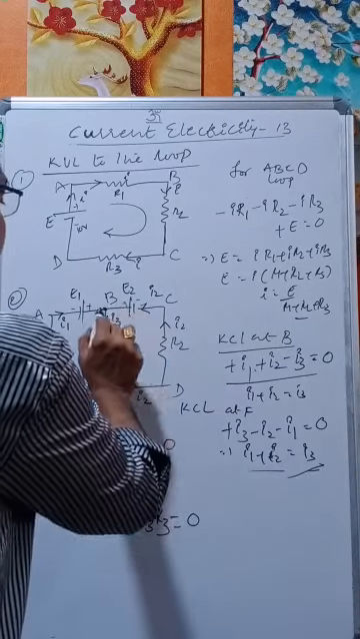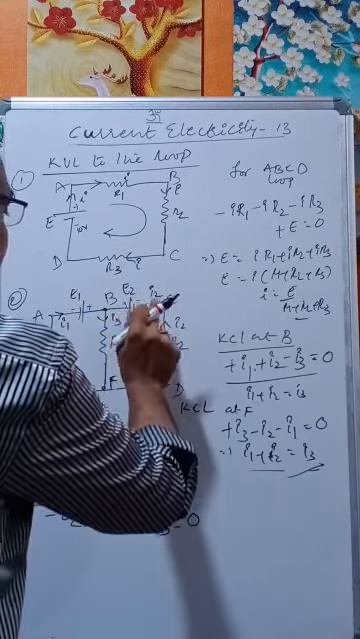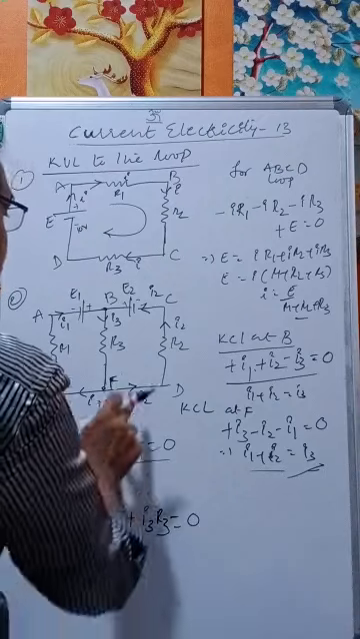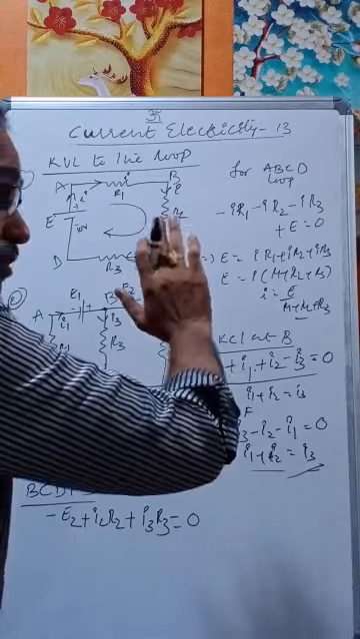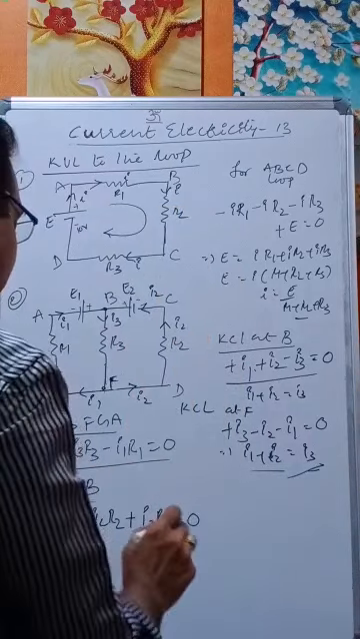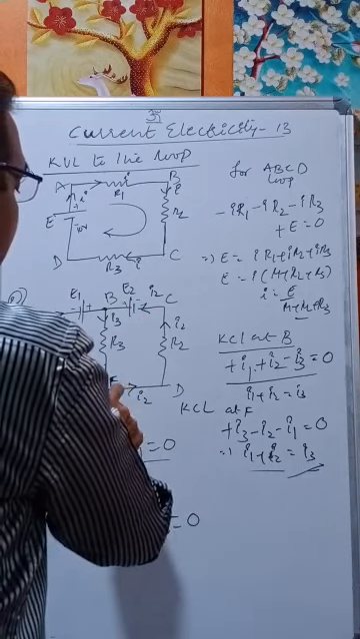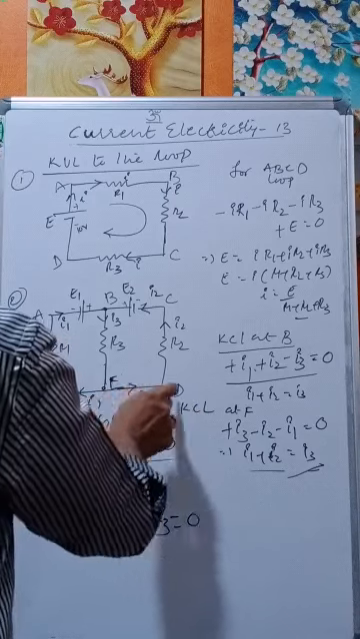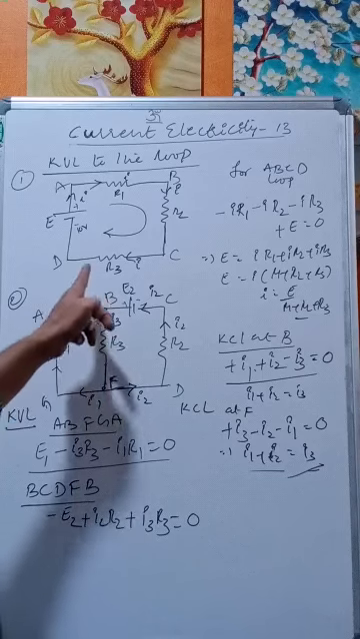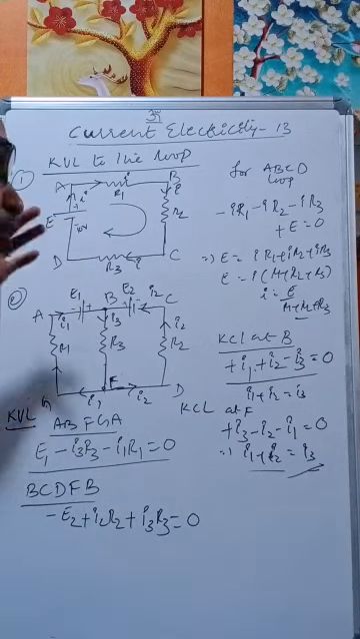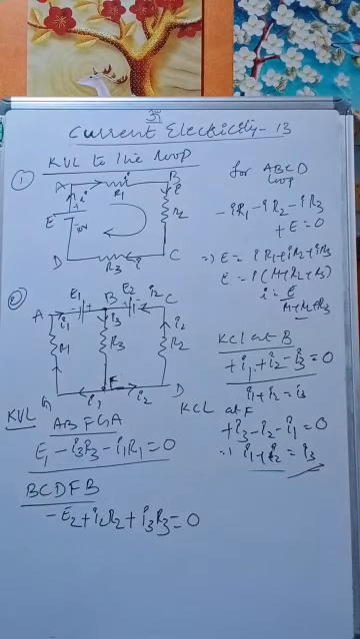For BCDFB, we are moving from positive to negative, so there is a drop in the EMF: minus E2. Moving C to D, the current is opposing, so by sign convention take the drop as positive: plus I2 R2. From D to F there is no resistance or EMF, so leave this section. For section FB, we are moving F to B while the current moves from B to F. Current is opposing, therefore the drop is positive: plus I3 R3.